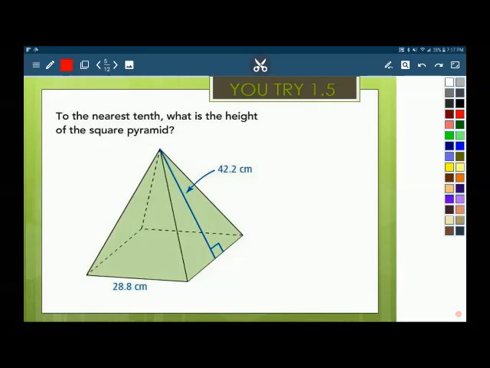Okay, so using the techniques that I showed you from the example and what you've just seen in the key of the first You Try, I want you to try to find the height of this pyramid. Now remember, the height goes from the top of the pyramid to the center of the square. Go ahead and give this one a try on your own. It's a little bit more difficult, but try it on your own first, and if you can't get it, then go ahead and ask a question.